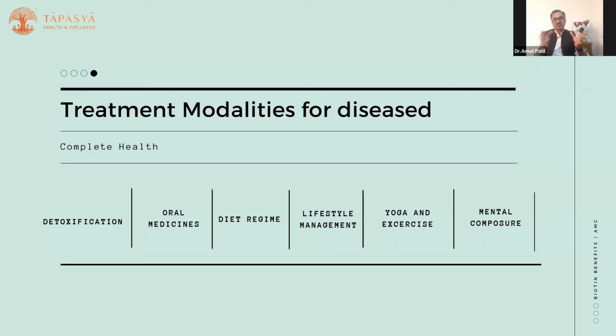And of course, the very famous thing worldwide is yoga, which is a complementary science for Ayurveda, because both these sciences evolved from the same basic concept, and of course the exercise, and at the end the mental composure. All these things, whatever has been mentioned here, become a treatment modality for every disease.